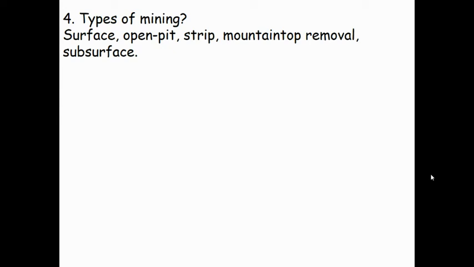All right, types of mining. So surface is what we obviously see most often. Open pits are also a type of surface mining. Huge environmental degradation. Mountaintop removal is probably the worst. That's where you literally blow up a mountain to get closer to a layer of coal. And then subsurface obviously has its own dangers.